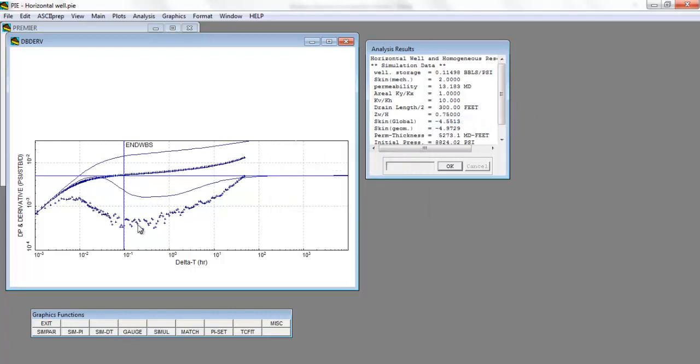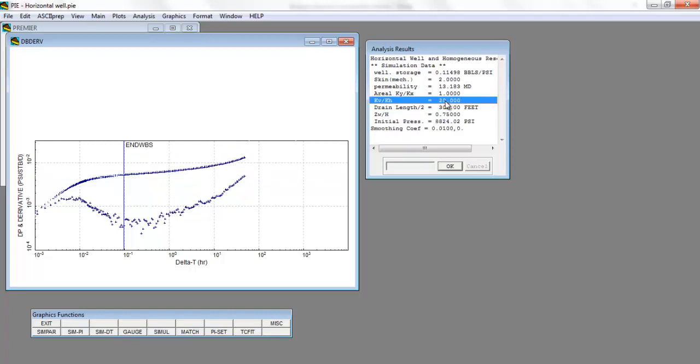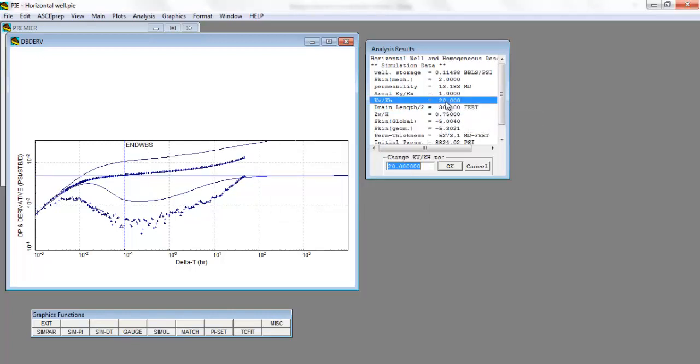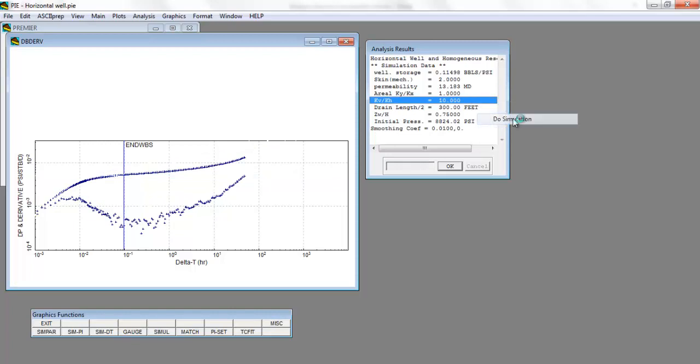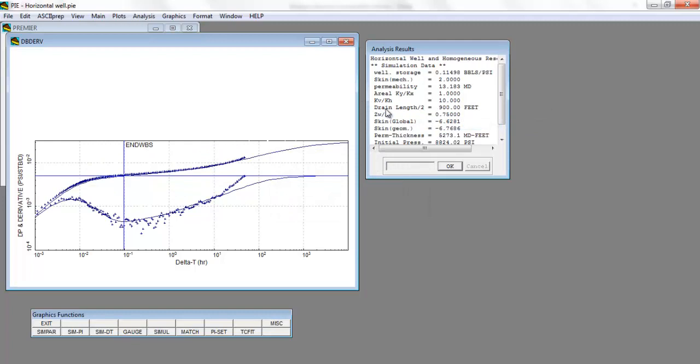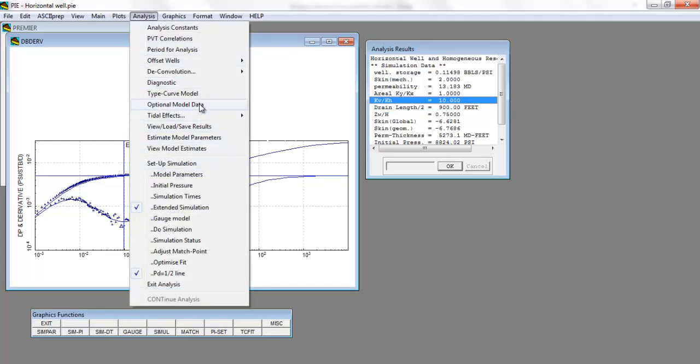And then I will need to push this further downwards. So we already got 10 as a KV over KH, which doesn't look very realistic. So let's increase that to 20. And we are getting nowhere now. This is not possible. So we know that we've got a problem. Let's go back to 10, and a drain length over 2 of 900 feet. So now we've got a horizontal length of about 1800 feet, and we cannot match this. In addition, our KV over KH is unrealistic now. It's too high. We could add some boundaries to this problem.